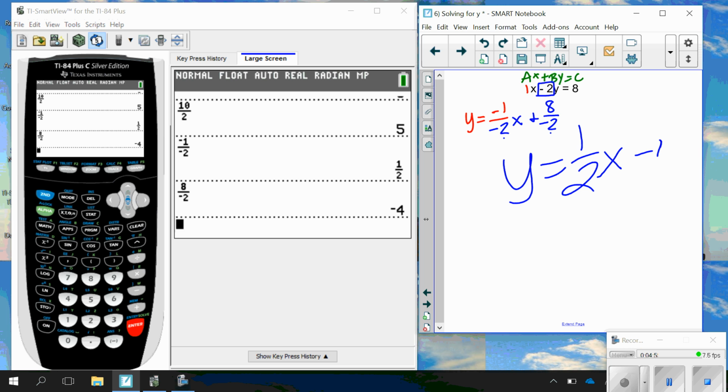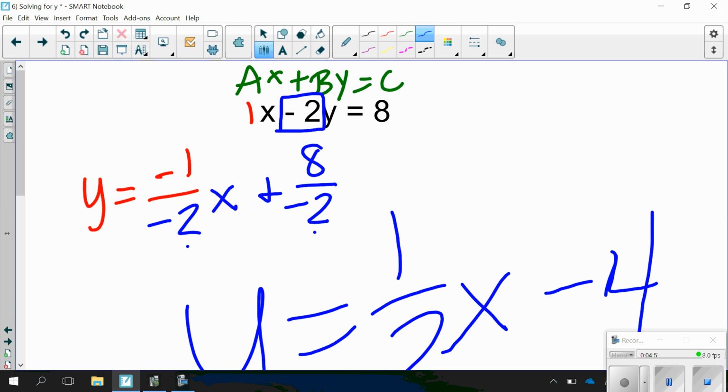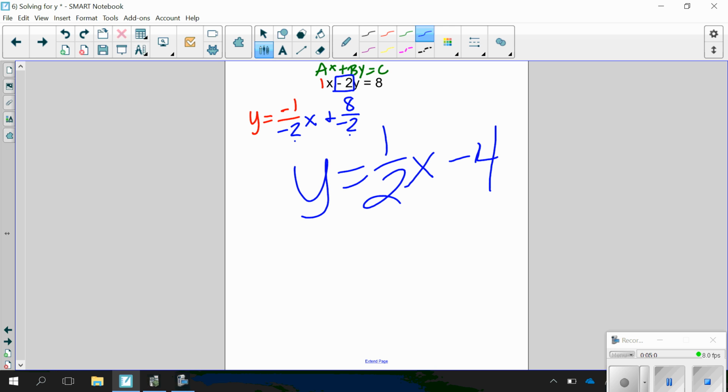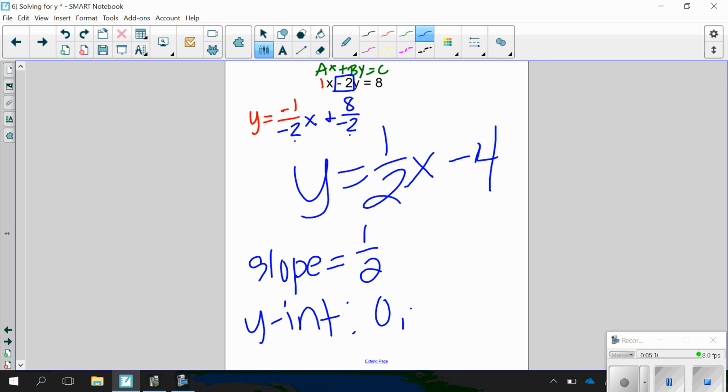So my equation, let's make it a little bit bigger here, is y equals negative 1/2 x minus 4, where my slope, I said negative 1/2, it's not. My equation is y equals 1/2 x minus 4. My slope is 1/2, and my y-intercept is negative 4.